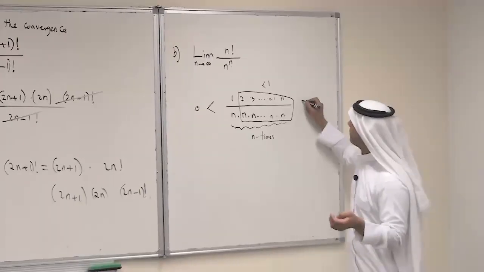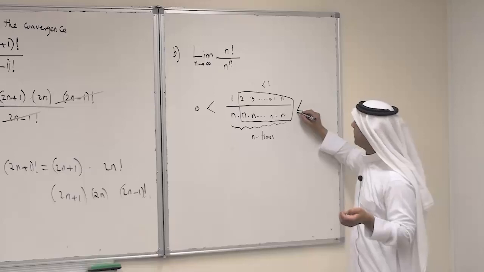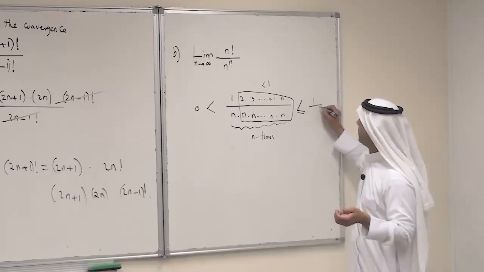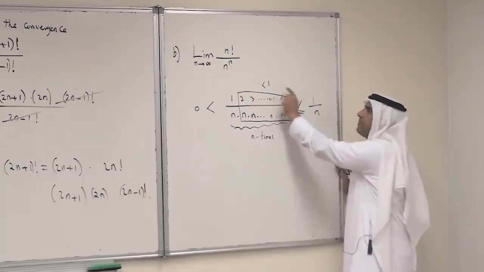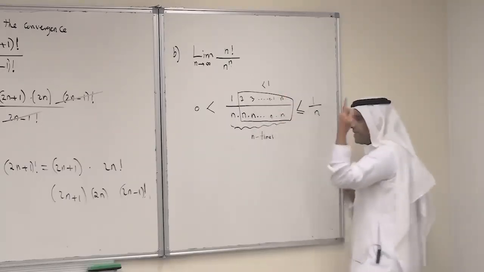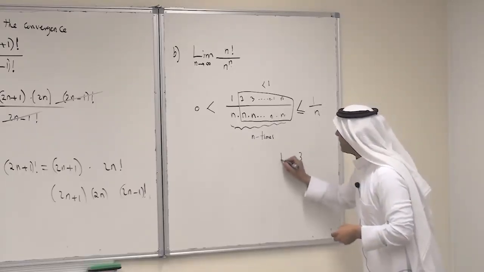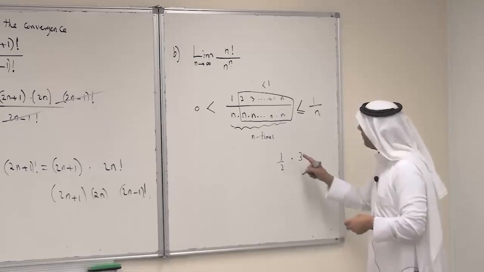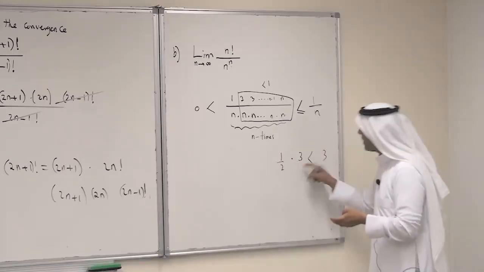So which one is larger? Of course, this will be smaller than or equal to 1 over n. Why? Because I'm multiplying a positive number by something less than 1, so it will be smaller. For example, if I multiply 3 by a number less than 1, let us say 1/2, which one is larger, 1/2 times 3 or 3? Of course, 1/2 times 3 is smaller than 3.